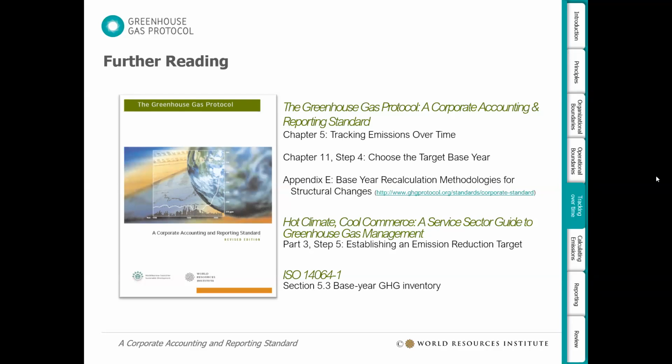And yes, Valeria asks whether the boundary should be checked every year to ensure that companies continue to be within the 5% threshold. The answer is yes, that's right. That's true for large or small companies. Companies should continuously check to make sure that changes do not meet the significance threshold if they're not recalculating the inventory.